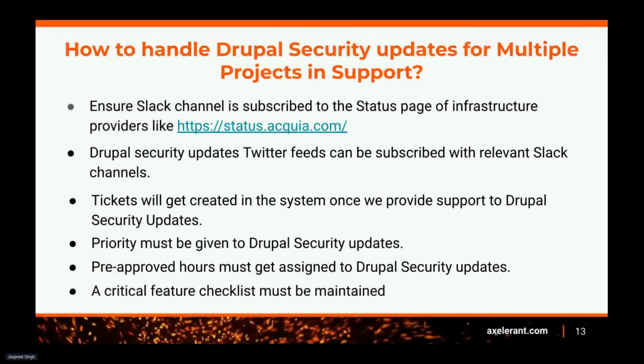And one more thing, which is that a critical feature checklist must be maintained. Our QA team has already maintained a checklist of what kind of things they are supposed to validate on the live site whenever the Drupal security updates are released to production. They will prefer the high critical items on production first. They will validate that the things are working fine, and then after that, they will cross check the other pages. These are the things which will be maintained in the QA sanity checklist. So this is the overall process of how to handle the Drupal security updates.